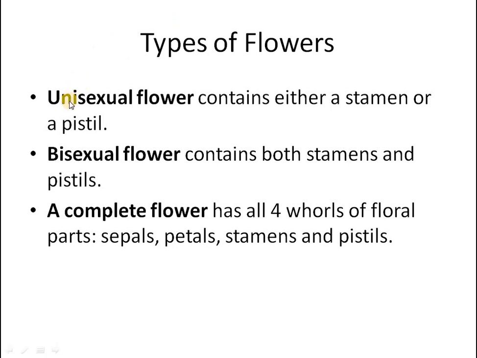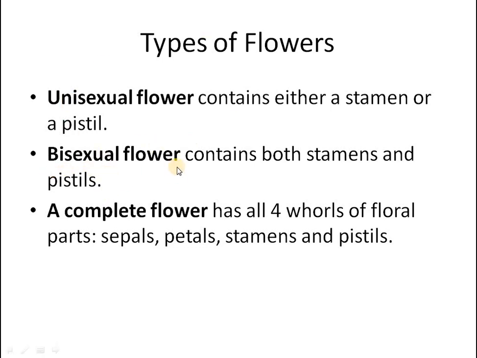There are flowers which are called unisexual flowers. They will contain either a stamen or a pistil. It means that a flower would contain either the male reproductive organ or the female reproductive organ. Uni means one, so a unisexual flower means one reproductive organ per flower.